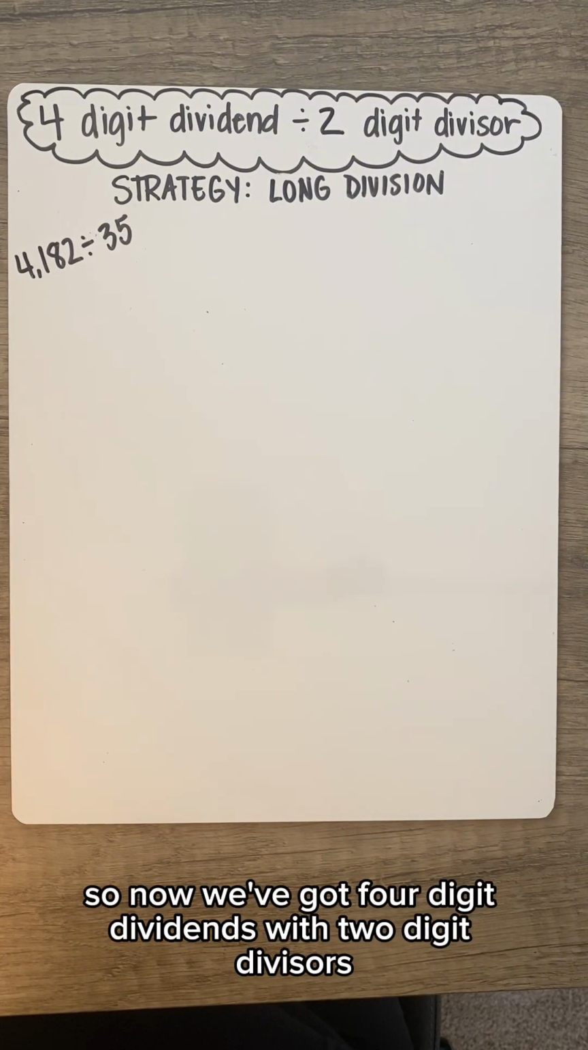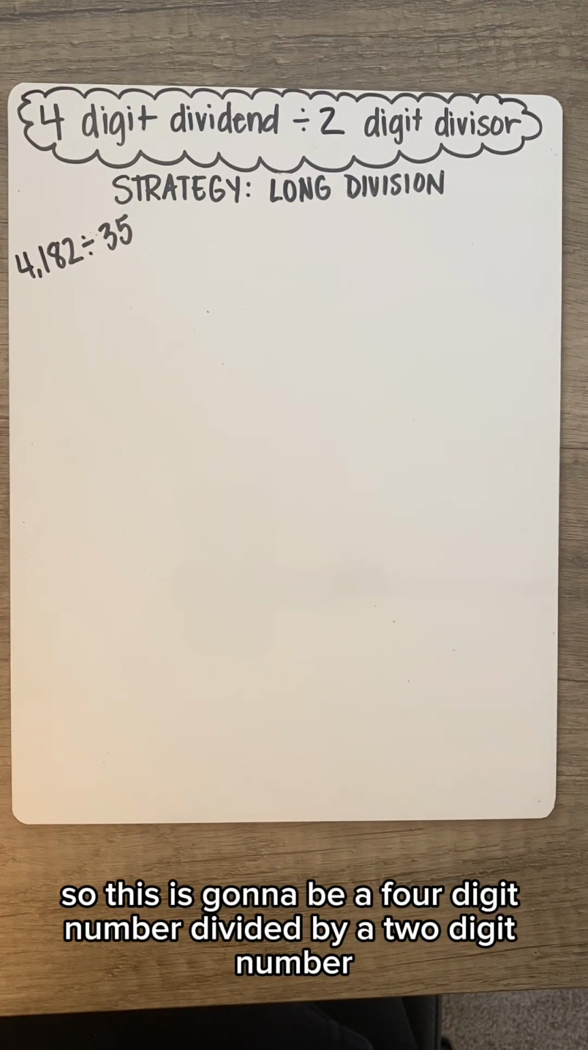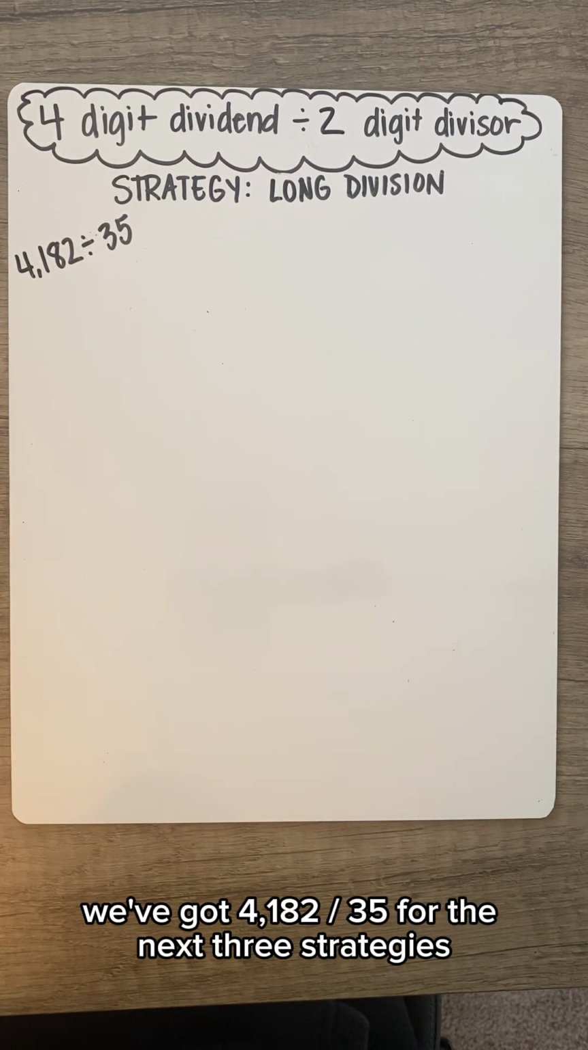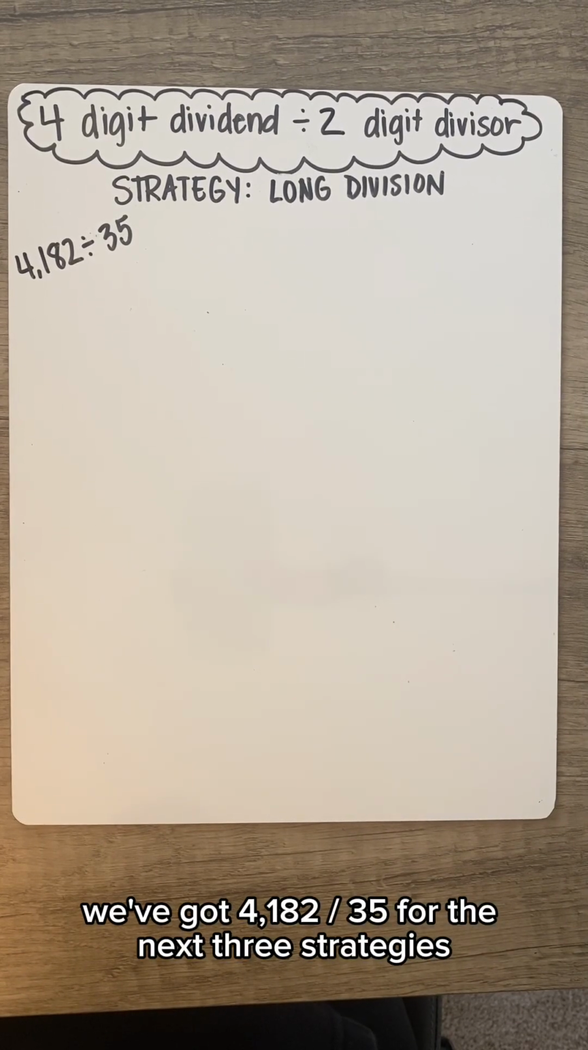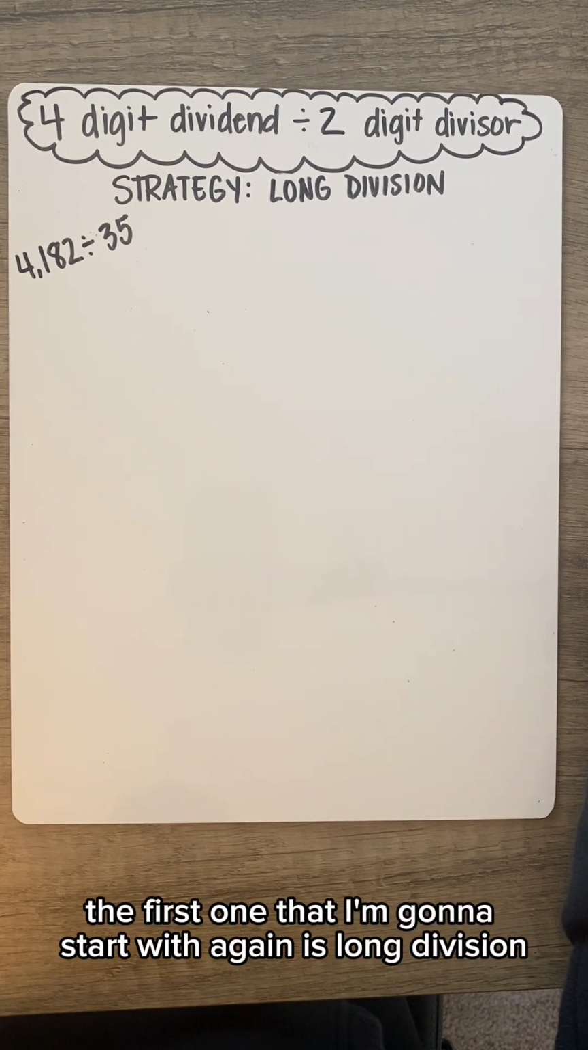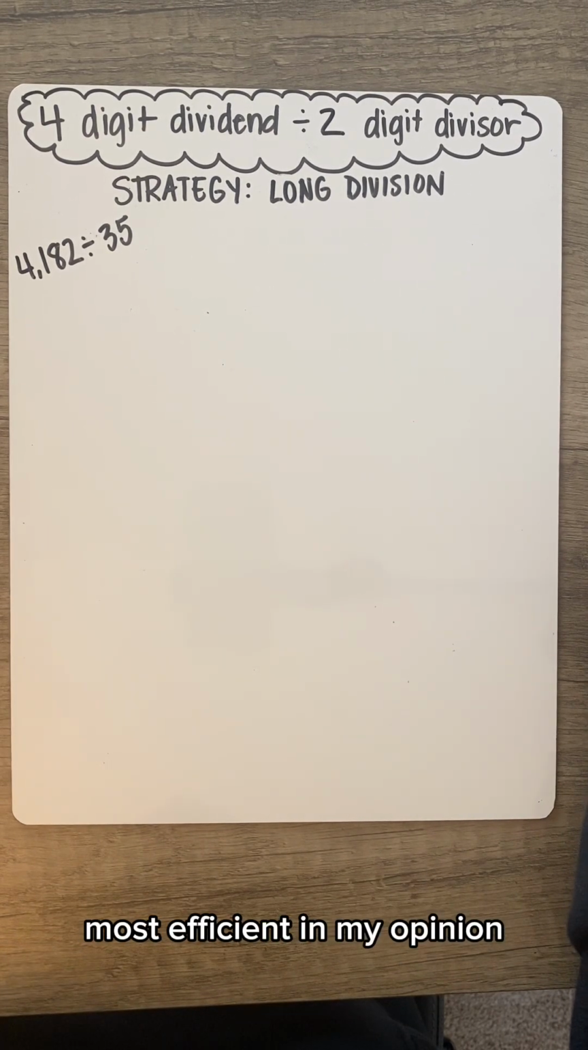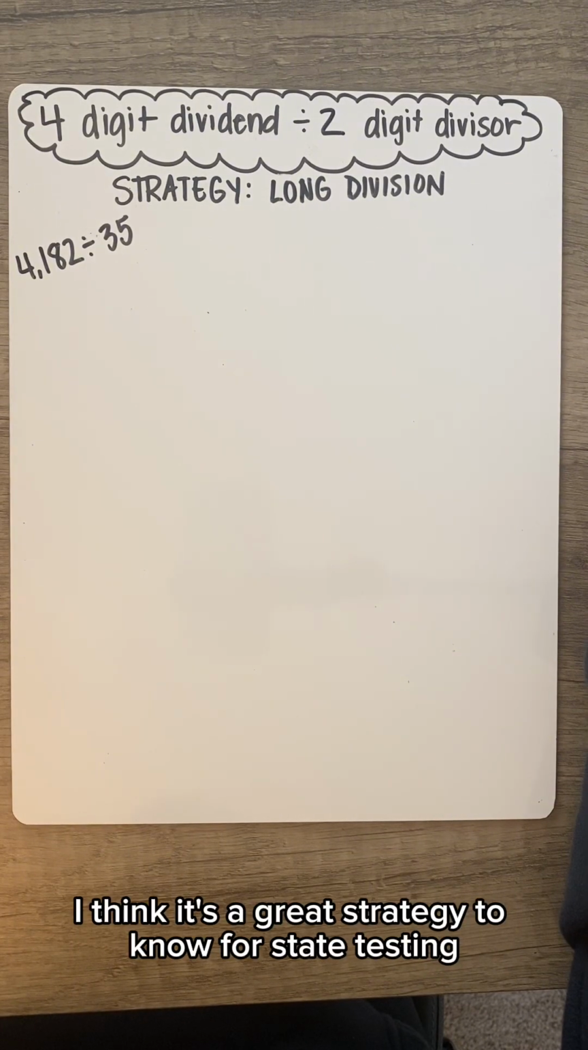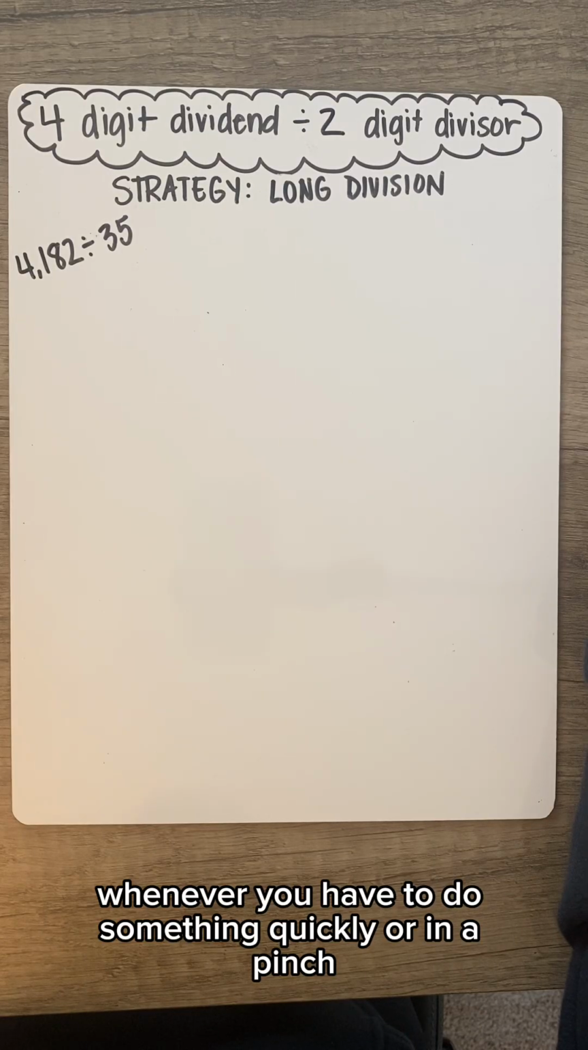All right, so now we've got 4-digit dividends with 2-digit divisors. So this is going to be a 4-digit number divided by a 2-digit number. We've got 4,182 divided by 35 for the next 3 strategies. The first one that I'm going to start with again is long division, just because it's the quickest, most efficient in my opinion. I think it's a great strategy to know for state testing whenever you have to do something quickly or in a pinch.